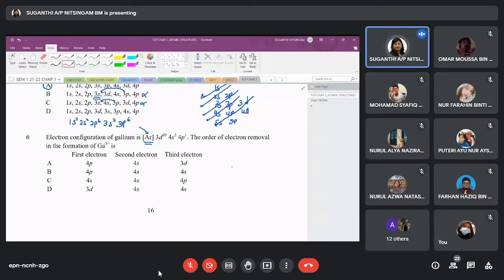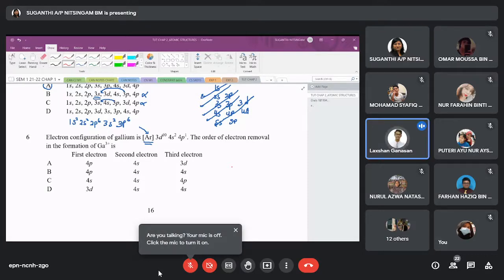Farhan, apa jawapan kamu Farhan? Apa pilihan kamu? Rasa macam A. You rasa macam A. Sebab Najwa kata A. So pasti dia A kan? And then siapa lagi? Cikgu kena panggil nama je kan? Encik Lakshan, what's your answer? I think A, madam. A. Okay, now let's have a look at the question.